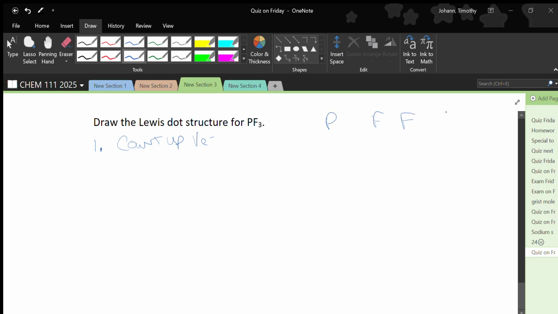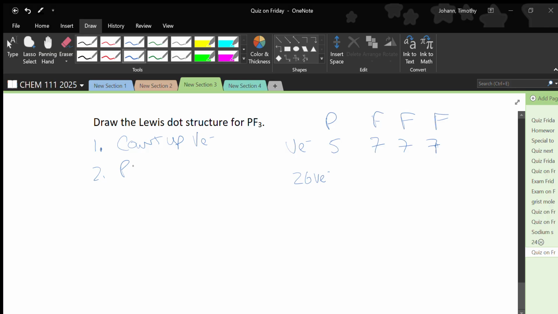Phosphorus, 3 fluorines. How many valence electrons on phosphorus? 5, right? Count across the periodic table there. How many on fluorine? There's your 7. So 7, 7, 7. Oh, we got a lot of electrons to play with here. That's great, I always like having lots of electrons. So 21 plus 5 is 26 valence electrons, right?